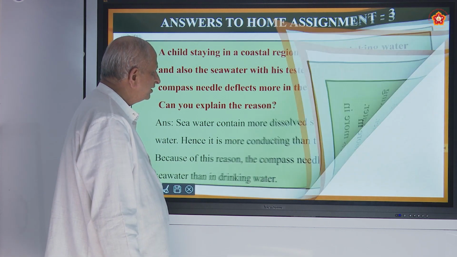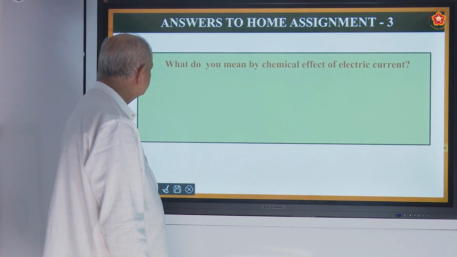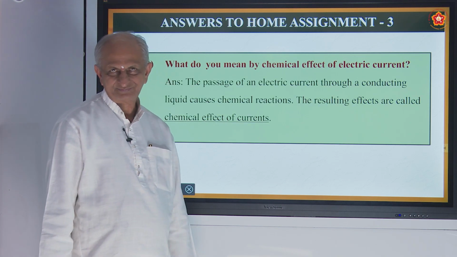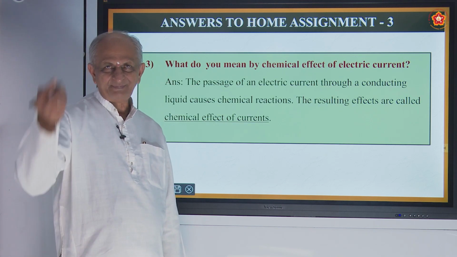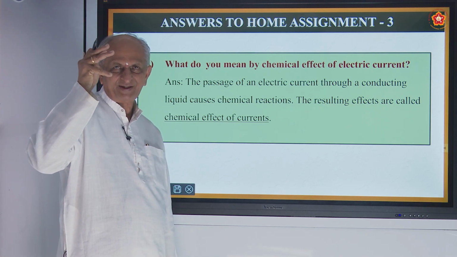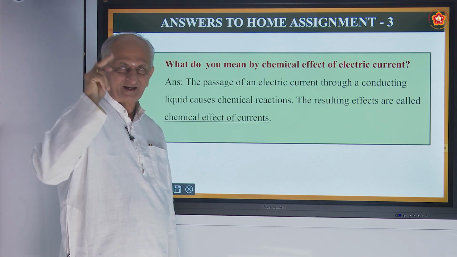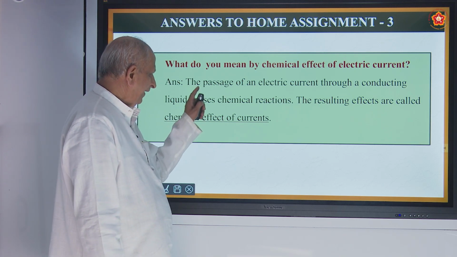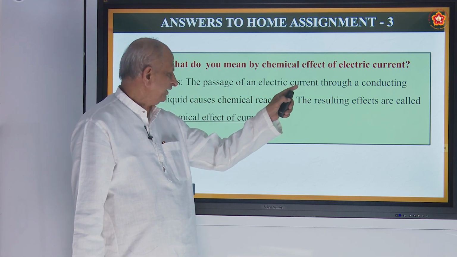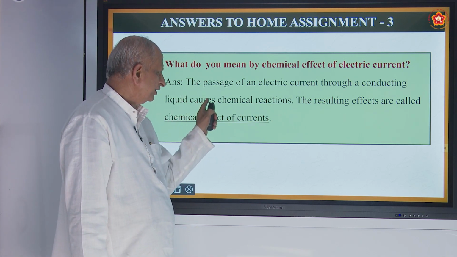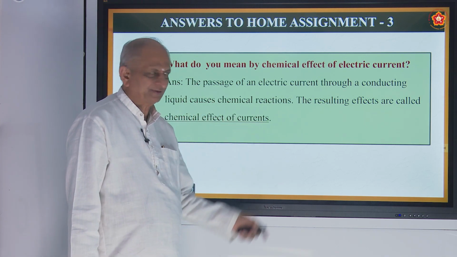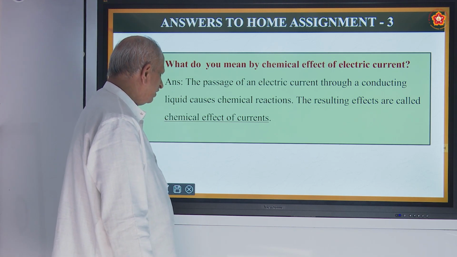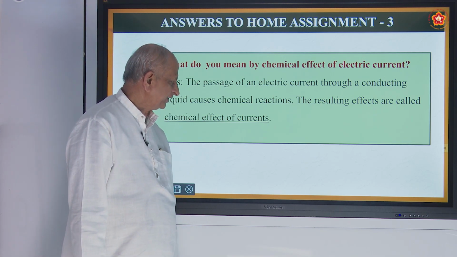Correct? Now next question. What do you mean by chemical effect of electric current? You have seen in the previous class about the magnetic effect, heating effect, etc. Now we are seeing chemical effect. The passage of an electric current through a conducting liquid causes chemical reactions. The resulting effects are called chemical effect of electric current.